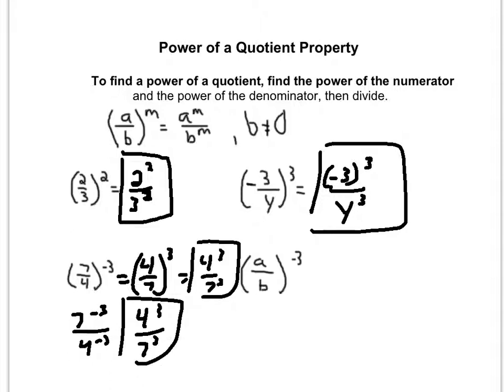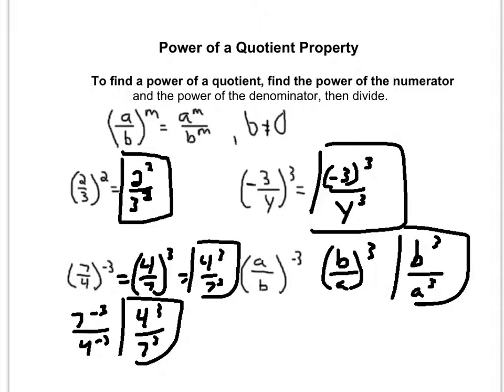Same thing here. We have a over b to the negative third power. Two ways we can solve it. We can first do the reciprocal and make it b over a all to the positive third power and say that's b to the third over a to the third.